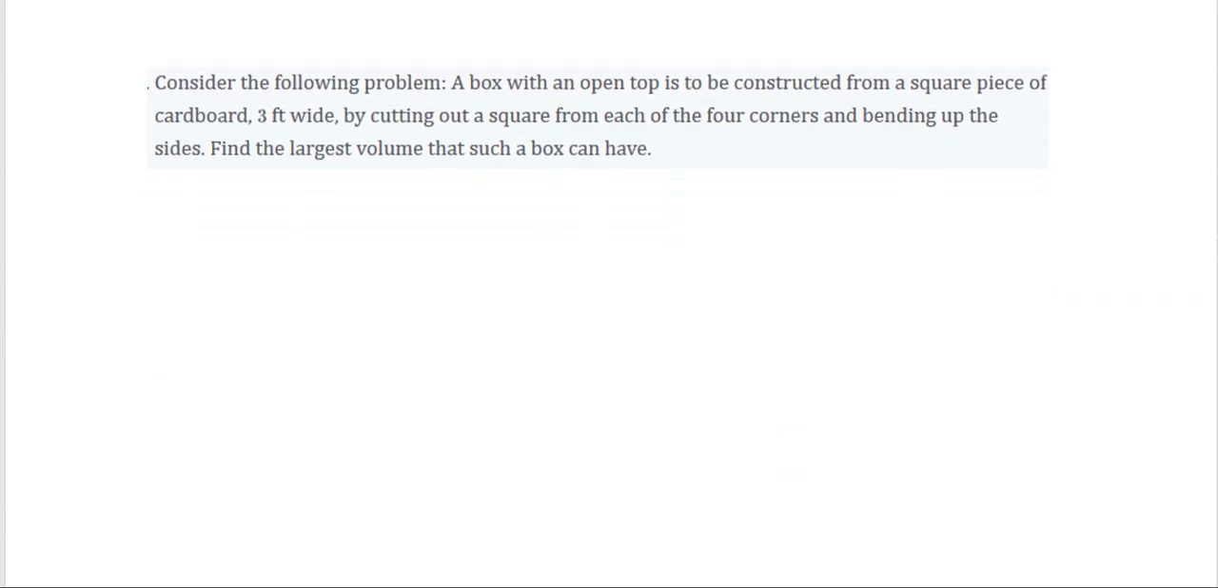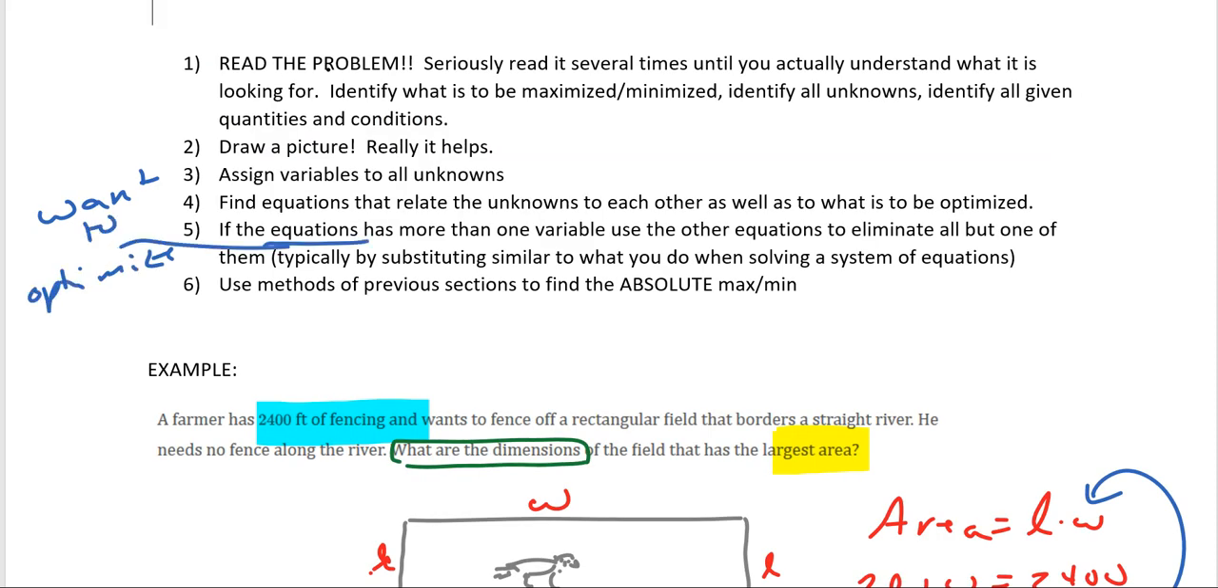So consider the following problem. We've got a box with an open top, and it's to be constructed from a square piece of cardboard 3 feet wide by cutting a square out from each of the 4 corners, bending up the sides, and finding the largest volume that the box can have. All right.